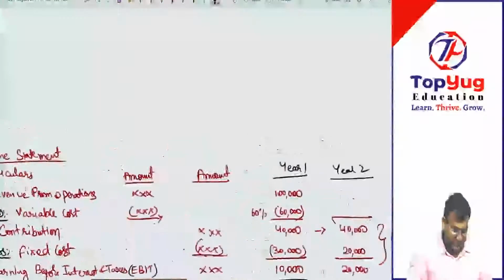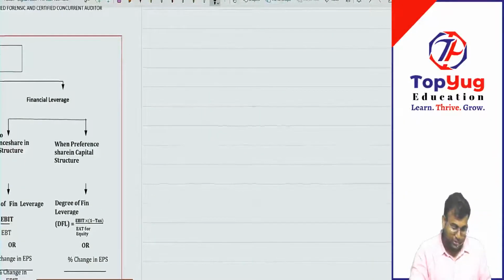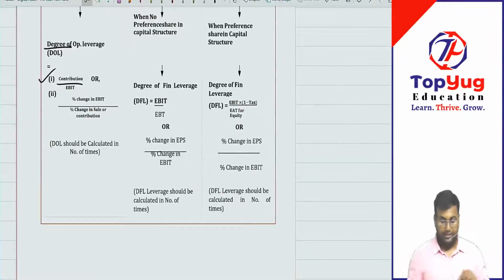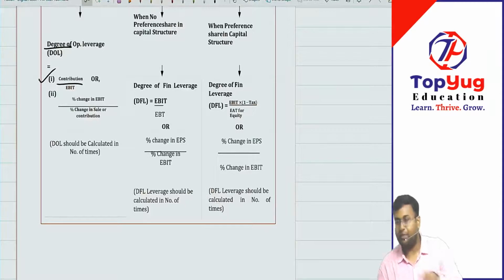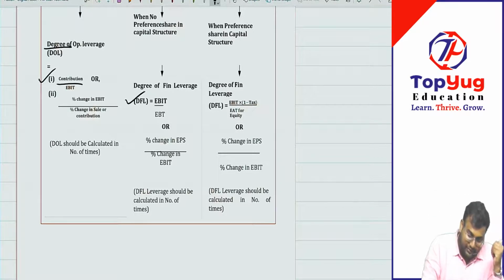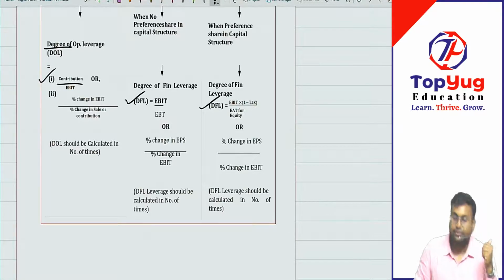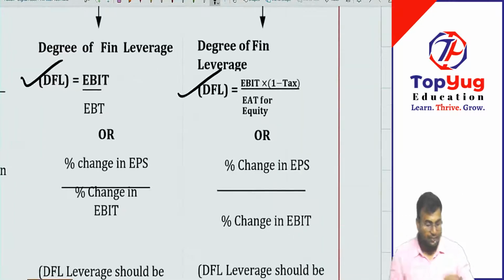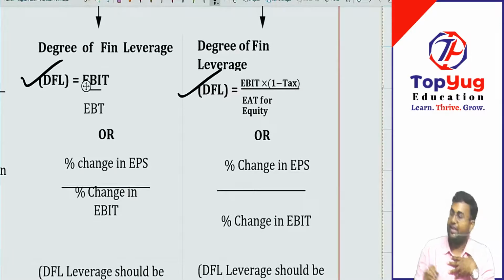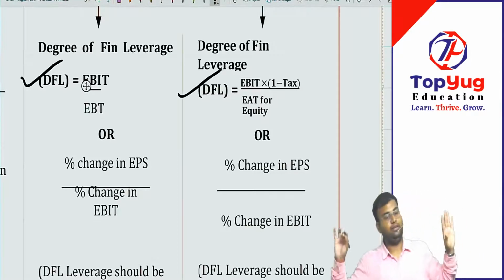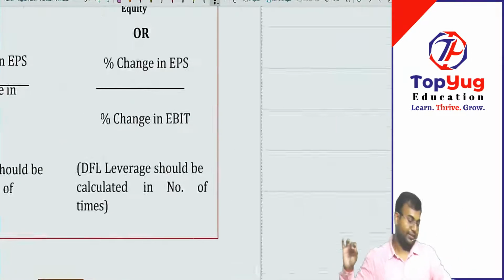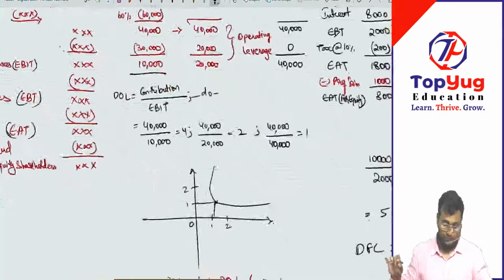Before you make a note, 1 second. Let me also show you this notes part so that I am free. See here, the percentage change formulas I have not done so far. But this one I have done. Have I also done this one? EBIT into 1 minus tax divided by EAT for. Done. Closed. Yes. Chalo. Write down.